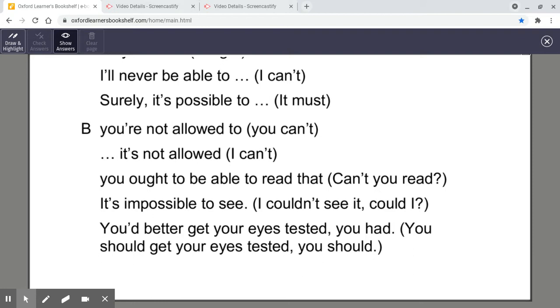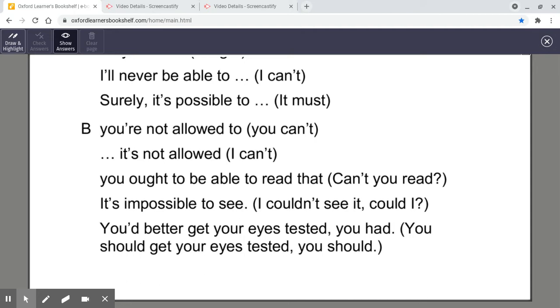Ought to means you should be able to read that rather than can't you read. I don't think that's exactly the same. It's impossible to see, and you'd better get your eyes tested. Right, you had better. Not you would better, okay? Apostrophe D is had. You had better is like you should, but I think it's a little bit stronger, and we say it to people very often.